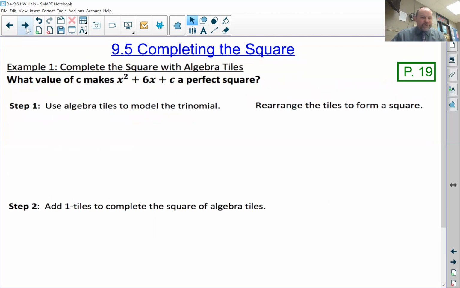And then we did some completing the square. I'm not going to go through this again. This is the exact same example in your notes on page 19.